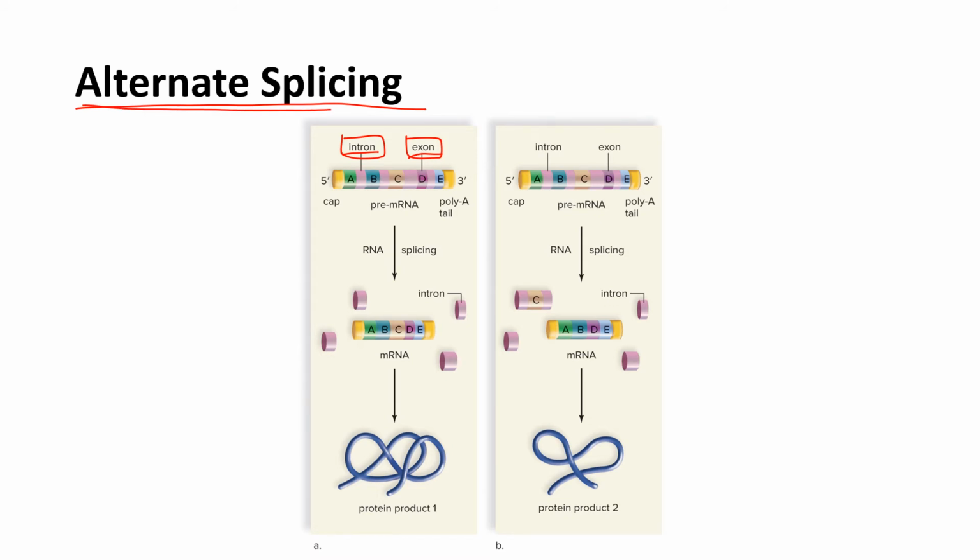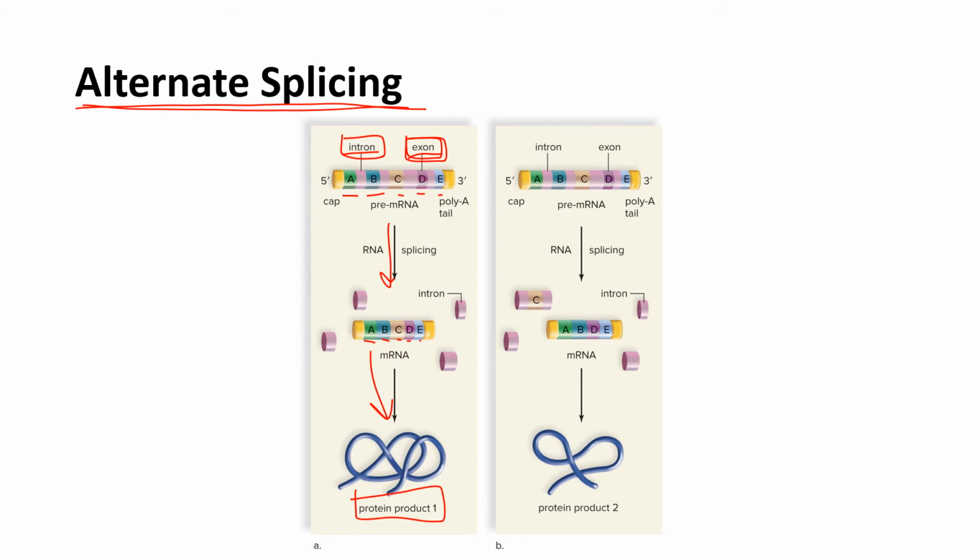Alternate splicing allows for different exons to be left in the RNA so that different proteins are produced. In this example, the exons are A, B, C, D, and E. After some splicing, you've removed all the interrupting sequences, the introns, and so you have the complete protein, A, B, C, D, E. All of those segments will be translated, and this is your protein product 1.